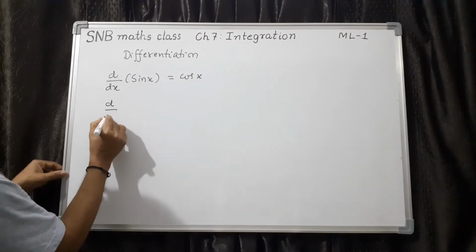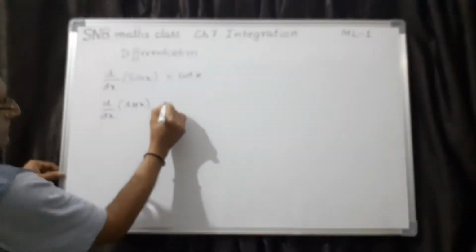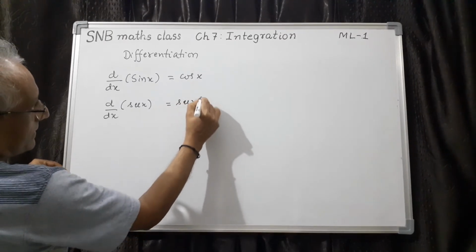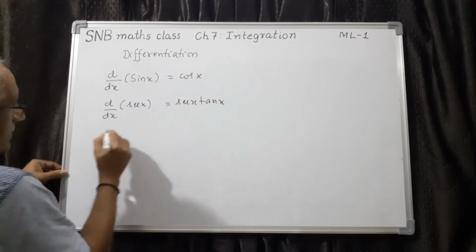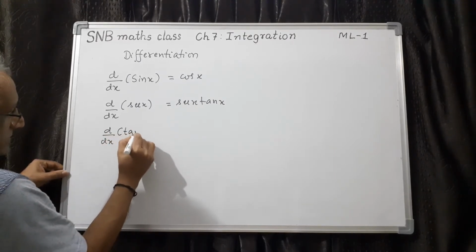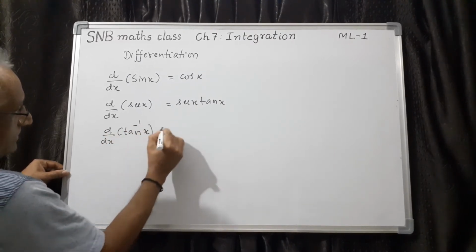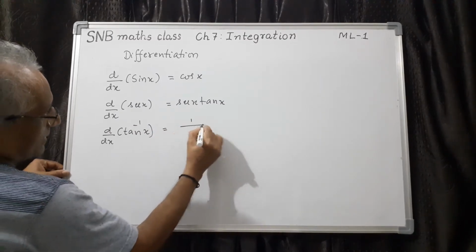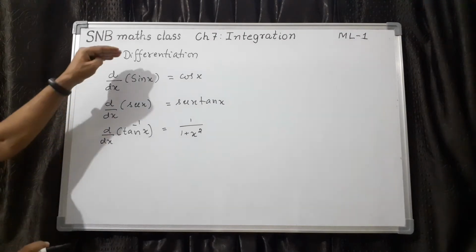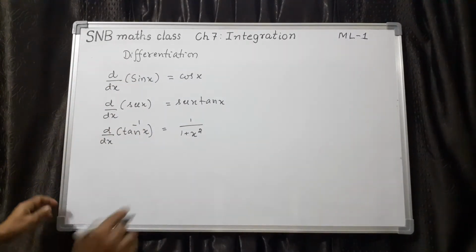Let me take another. Say d by dx of secant x, this is secant x tan x. And d by dx of tan inverse x, which you have also seen, is 1 by 1 plus x square. So this is the process of differentiation.